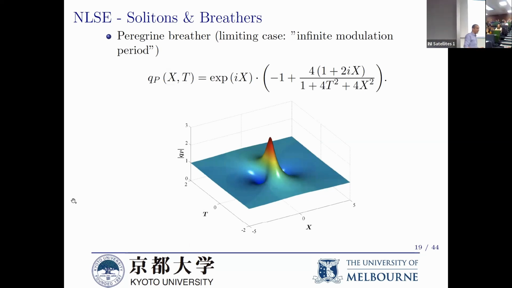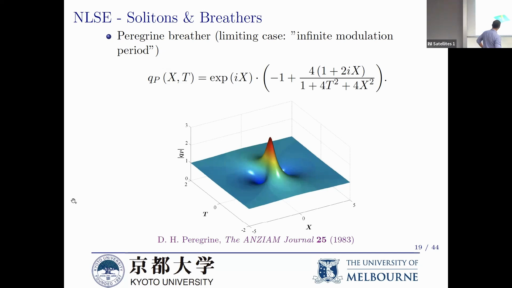And what looks to be very trivial or very straightforward to obtain is actually not so if you think about it from a physical point of view, because this is a case of infinite modulation period. What is infinite? Is it physical? And in fact, as I'm going to show later, if you truncate this properly, you still can observe the Peregrine dynamics, in fact, not only in one medium, but in several.